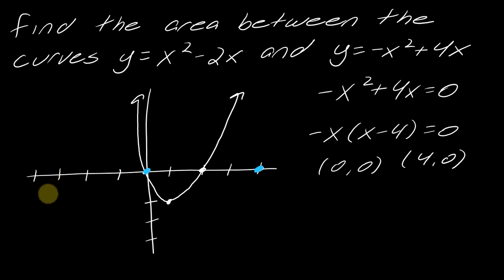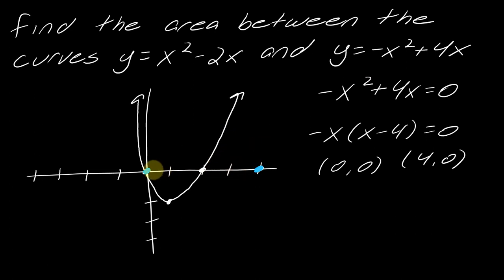And then once again, I know that this is going to be a parabola. Since this is negative x squared, I know this will be a parabola that opens downwards. When it's got a positive x squared, it opens up. When it's got a negative x squared, it'll open downwards. So I know that, but I just don't know maybe where the top of it's going to be.